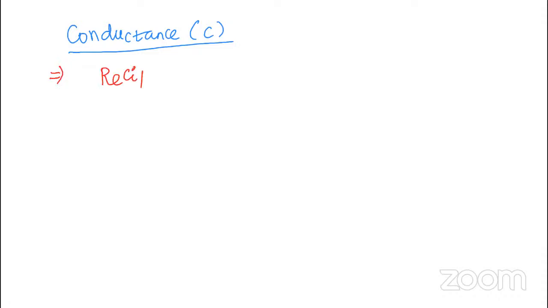Next, conductance. Conductance is represented by the letter C, sometimes G; G is also right. Here conductance is nothing but the reciprocal of resistance. Reciprocal of the resistance, so it is 1 by R.